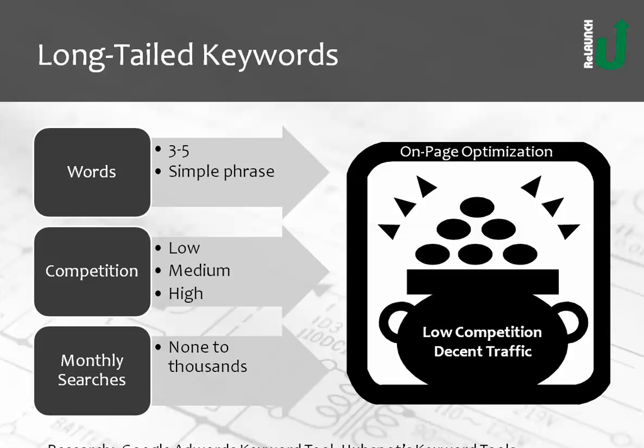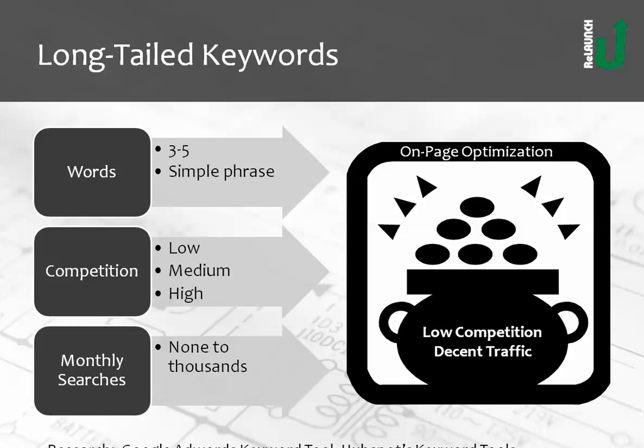When you are researching your long-tailed keywords, you want to find ones with the right kind of competition and the right number of monthly searches that are being conducted. And you can use Google AdWords keyword tool, and I use HubSpot's keyword tool to help me do my research to find out what people in my target market are using to search things on the internet.